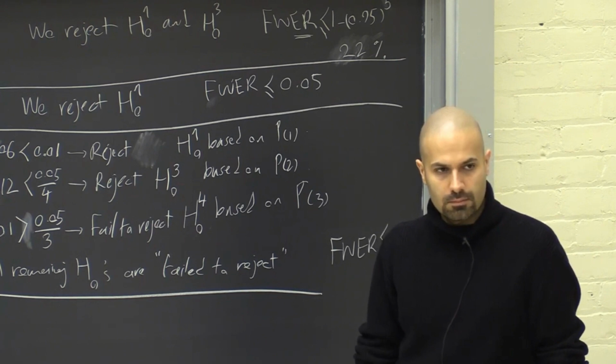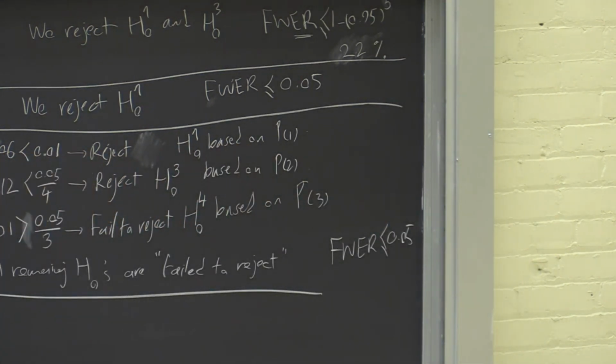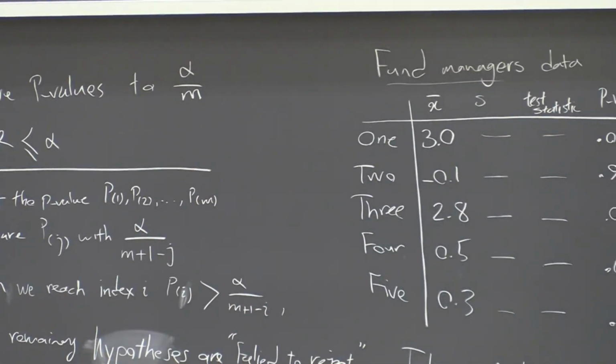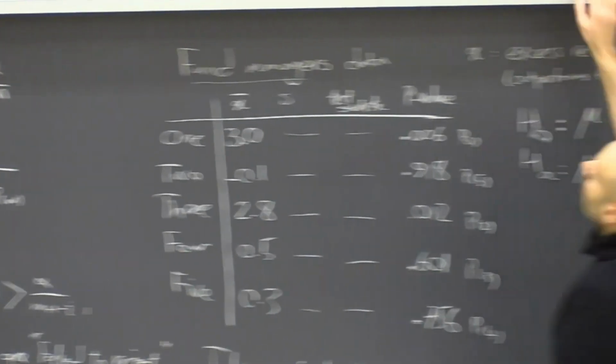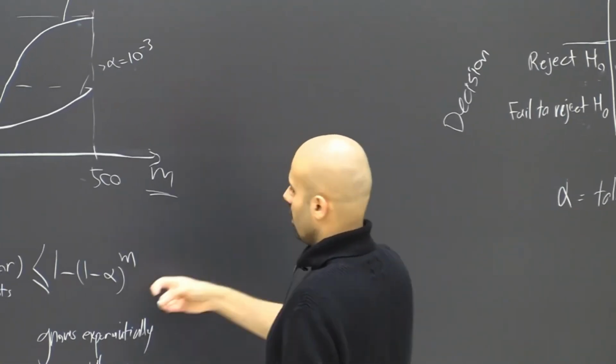Why are we allowed to claim that? So how come we can just decide to compare against alpha over m? But why don't we go with Bonferroni? No, it's why are we allowed to? Why is Bonferroni allowed, basically? Why is it valid? Yeah. That's actually a very good question. It's valid because of this.